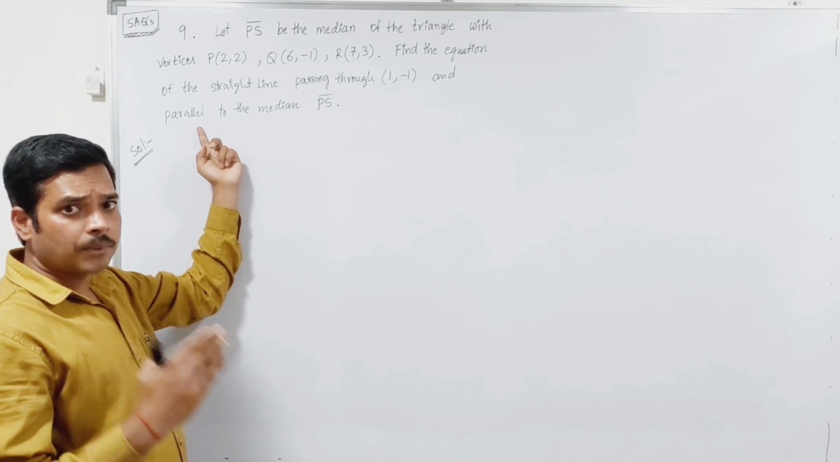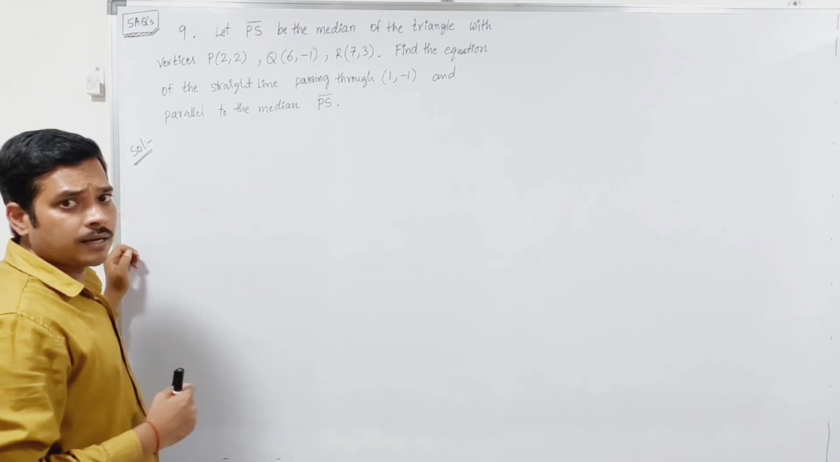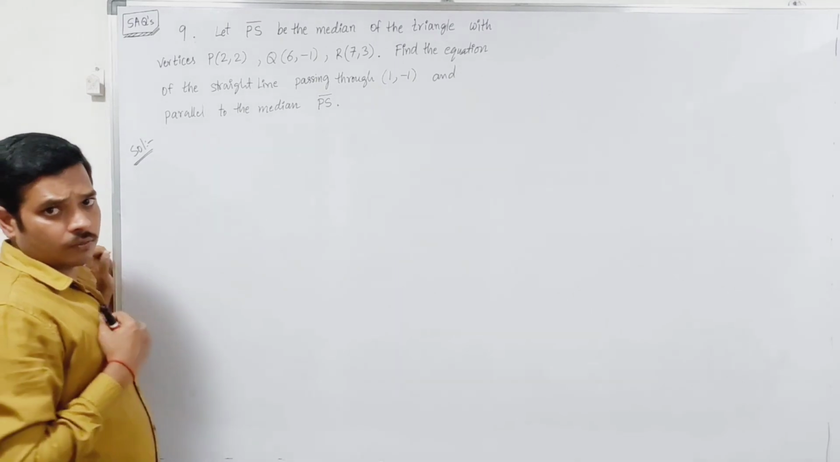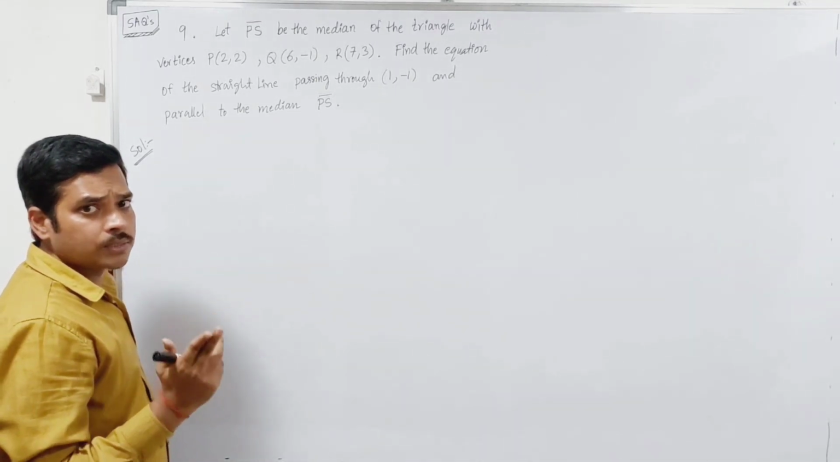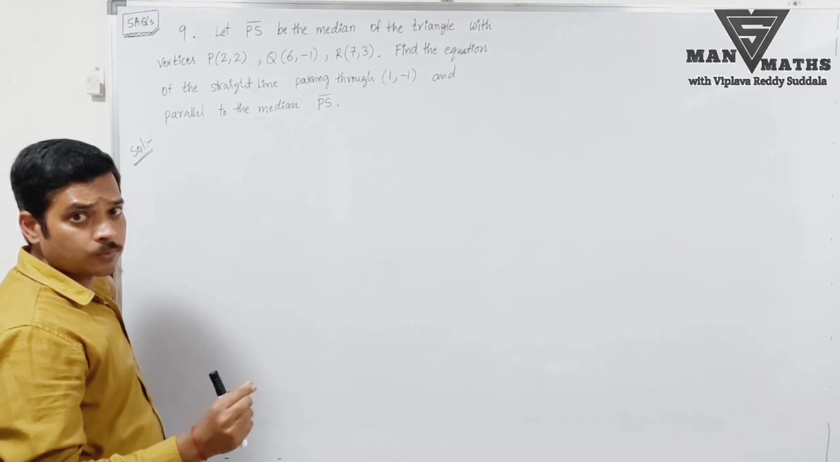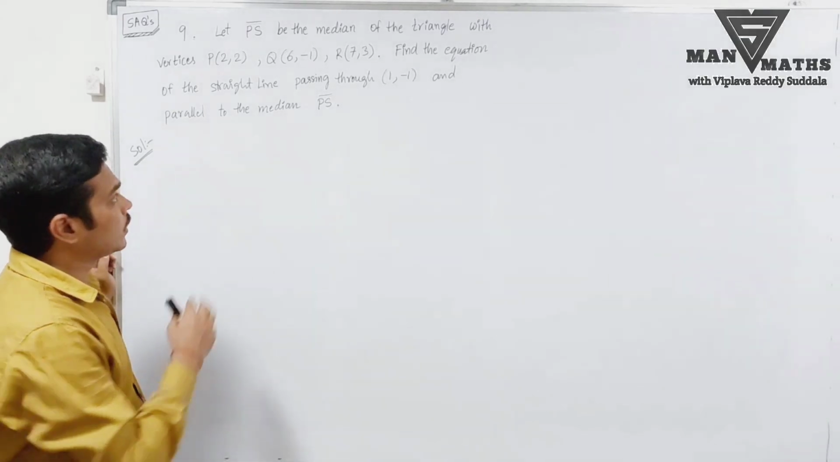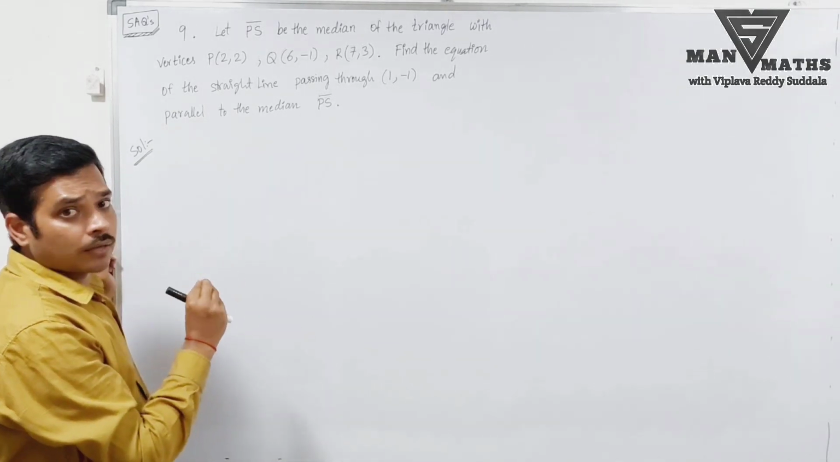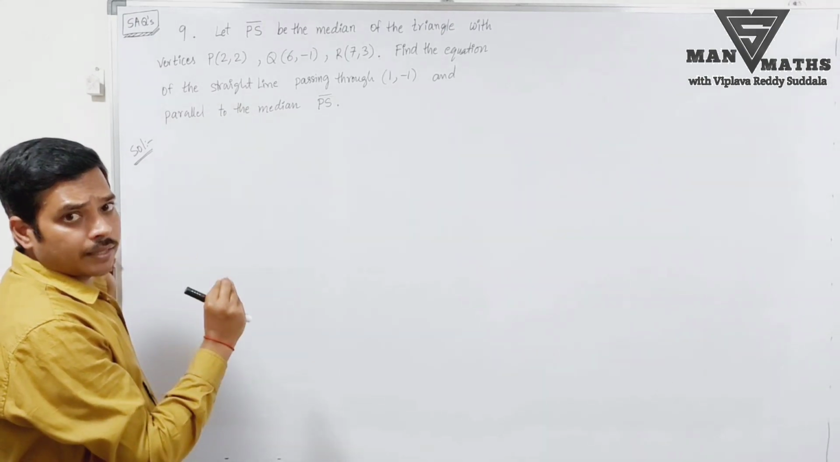If two lines are parallel, what is the condition? Slopes are equal. If two lines are parallel, slopes are equal. If two lines are perpendicular, the product of their slopes is equal to minus 1. So in this problem, first of all find out the slope of median PS.